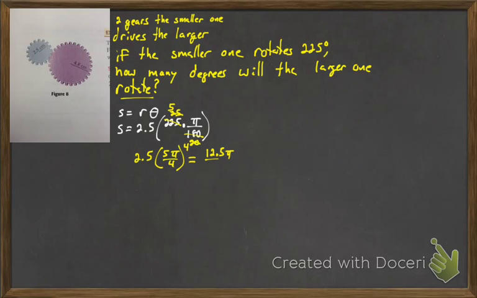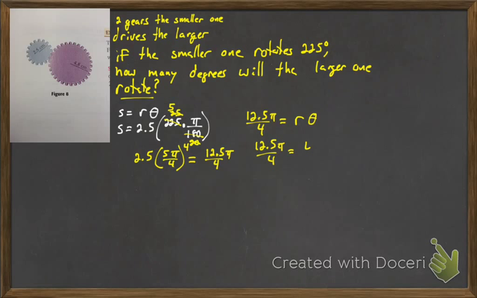That's approximately 12.5 pi over 4. I know typically we don't leave decimals and fractions, but just for the sake of this problem, it's okay right here. Then, the 12.5 pi over 4 is the arc length. So that's the arc length that the bigger gear will travel through also.